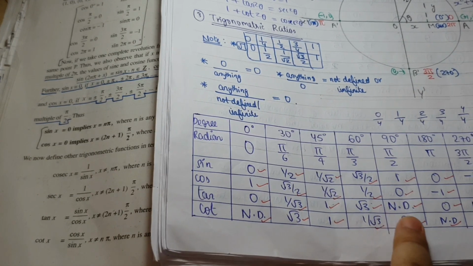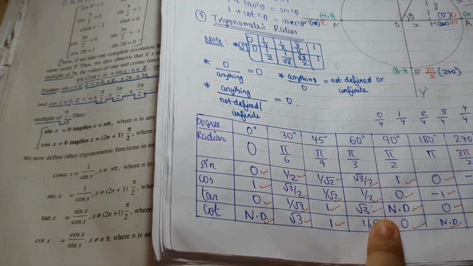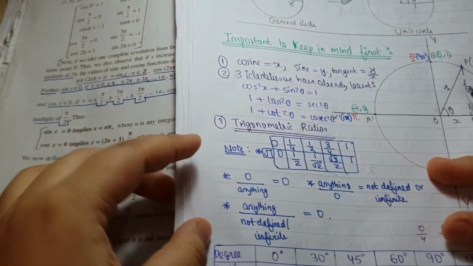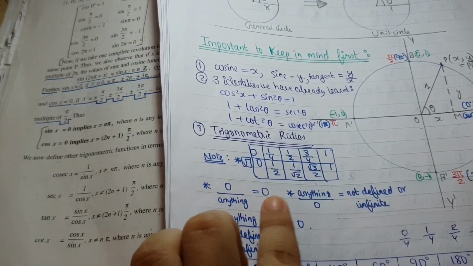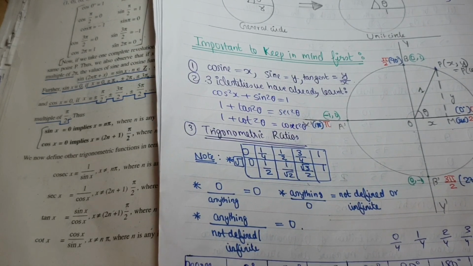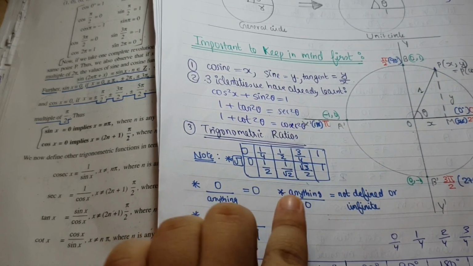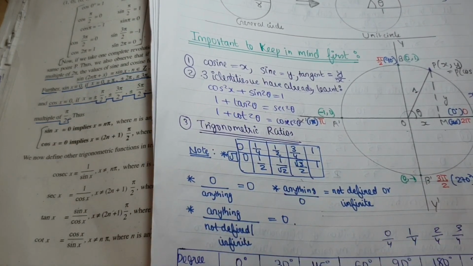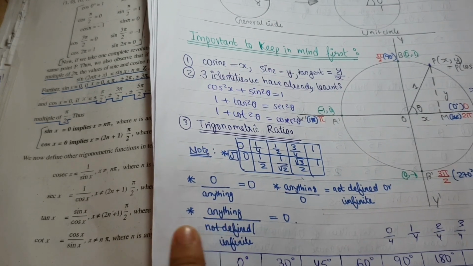Now how to know when it is not defined and what is defined? For that, I have given a small trick again to understand it very simply. See, 0 by anything gives you 0. Very simple. Any number under 0 will give you 0. But if you have anything divided by 0, it becomes not defined or infinity. That's impossible to get, in simple terms. And similarly, if you have anything under not defined, it will give you 0.